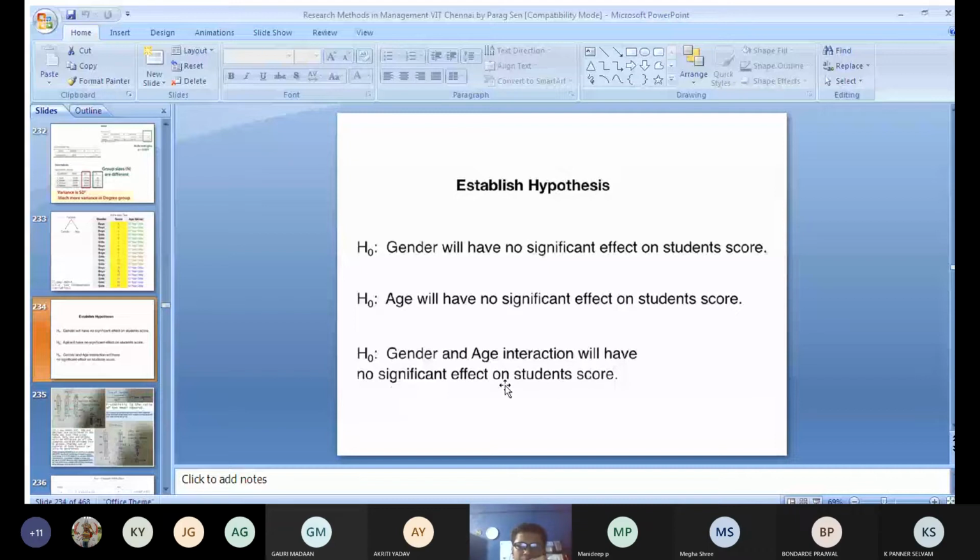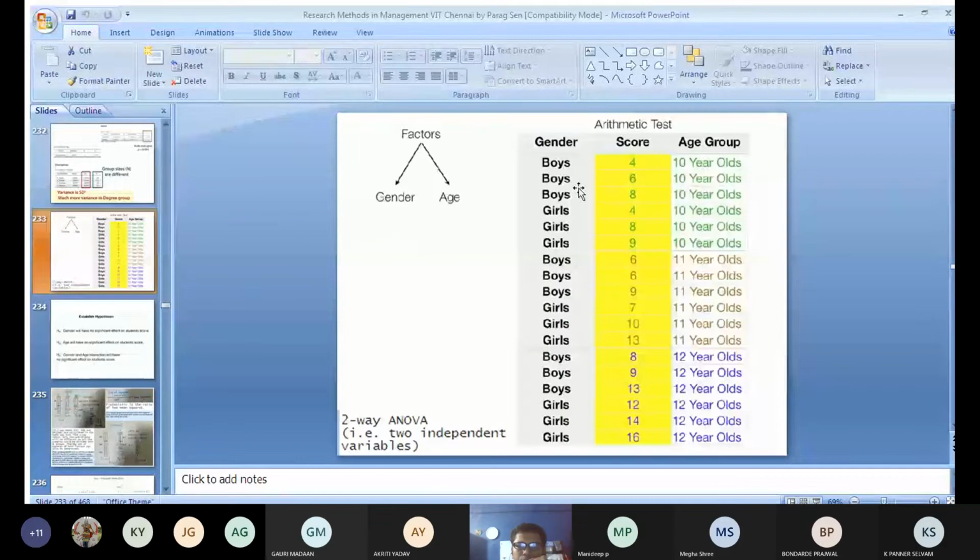Now, one thing to be noticed is that these three pairs of hypotheses belong to two-way ANOVA only. If there were only one particular independent variable, for example gender, or if there is only one age group, then what will happen? The problem will be converted into a one-way ANOVA problem if there is only one independent variable. If suppose gender is there excluding age group, or if suppose age group is there excluding the gender. But here it is not like that.